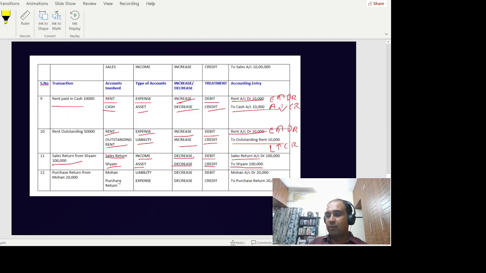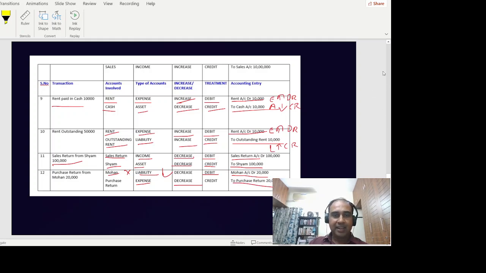Now, whatever purchase I made, I'm going to return it. So what happens? I don't have to pay Mohan anymore. My liability will decrease, and liability decrease means debit. Entry will be Mohan account debit. And purchase return: my purchase was an expense. My expense will reduce. When expense reduces, we have to credit it. So entry will be Mohan account debit to purchase return, guys.